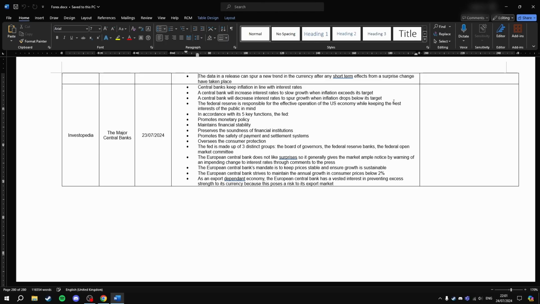The European Central Bank does not like surprises, so it generally gives the market ample notice by warning of an impending change to interest rates through comments to the press. The European Central Bank's mandate is to keep prices stable and ensure growth is sustainable. The European Central Bank strives to maintain the annual growth in consumer prices below 2%, and as an export-dependent economy, the European Central Bank has a vested interest in preventing excess strength to its currency because this poses a risk to its export market.